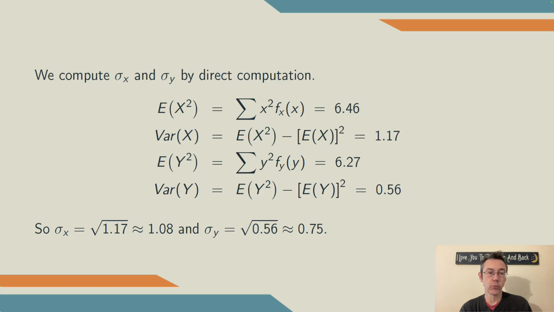And we do that just by direct computation using the marginal probability mass functions. We do the expected value of x squared to get 6.46. We do the variance of x by doing the expected value of x squared minus the expected value of x quantity squared. We get 1.17. Similarly, the variance of y is computed to be 0.56. Overall, we get the individual standard deviations 1.08 and 0.75.